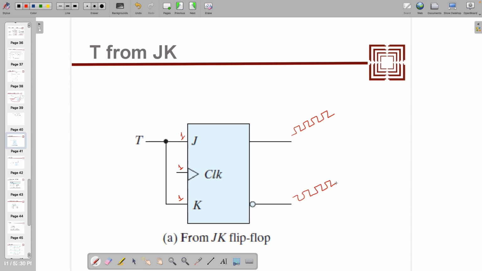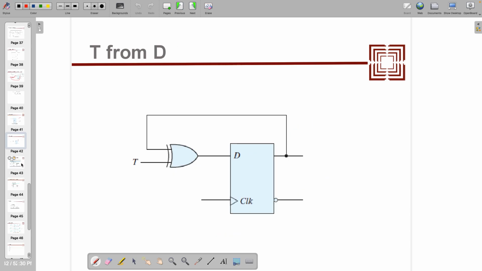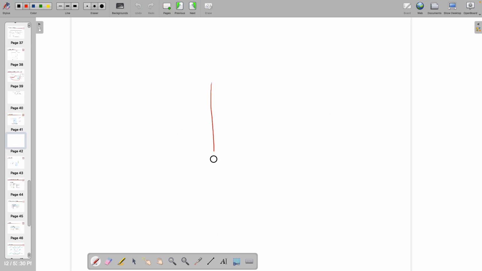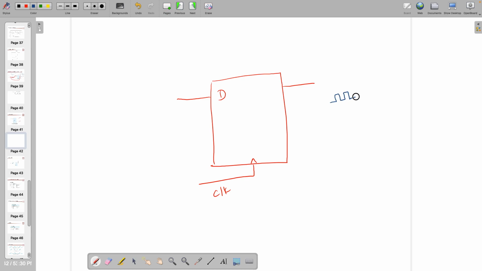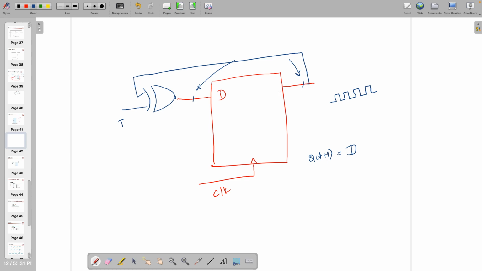So this is the case for this one, but if I want to make it with D flip flop or D latch, I want to get the output which is toggling one. How to get that? Generally D is the one which is giving you same output. D is equal to Q t plus 1. So what I am doing, I am adding one XOR gate over here and giving one input T and connecting to the output.